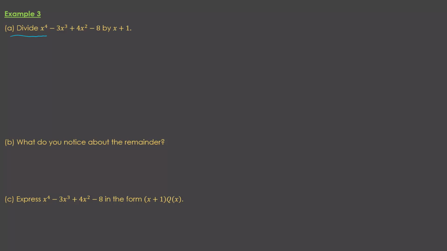We want to divide x to the 4 minus 3x cubed plus 4x squared minus 8 by x plus 1. So it's polynomial division. We need to fill in the missing term. There's no x term here. So we have x to the 4 minus 3x cubed plus 4x squared plus 0x minus 8.